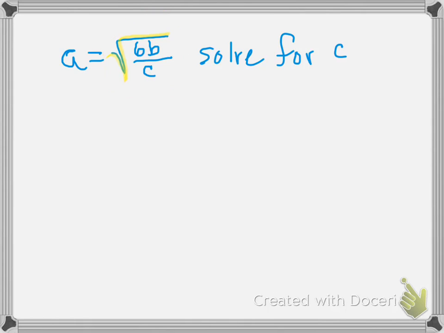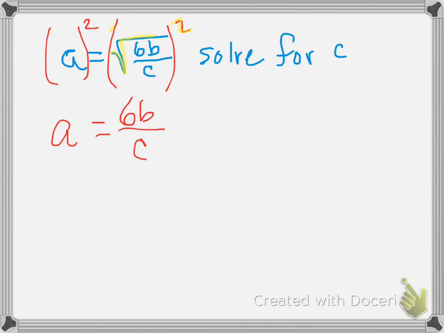If you already have it isolated like that, then you can undo the radical by squaring both sides. Whatever you do to one side of an equation, you have to do to the other. If you do that, the radical and this squared cancel each other out, and so it leaves you with 6b over c. And on the left hand side you have a squared.